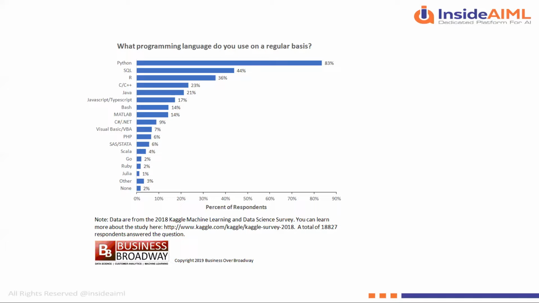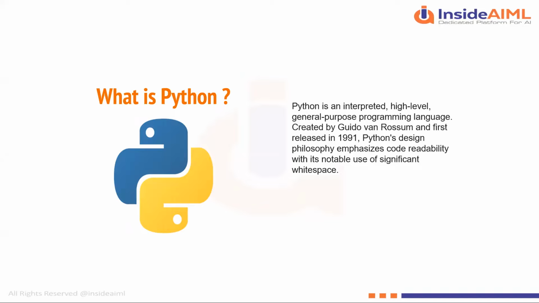So what is Python? If you just Google it and go to Wikipedia, this is the definition you will see: Python is an interpreted, high-level, general-purpose programming language, created by Guido van Rossum and first released in 1991. So it is not that old, right? Python is not that old.